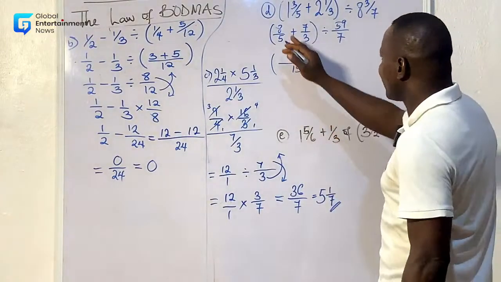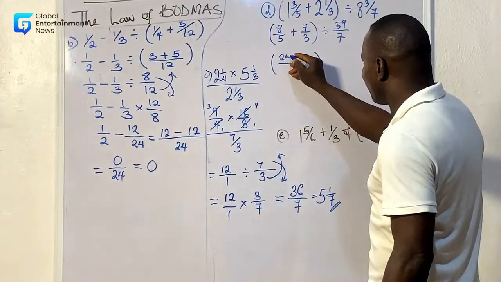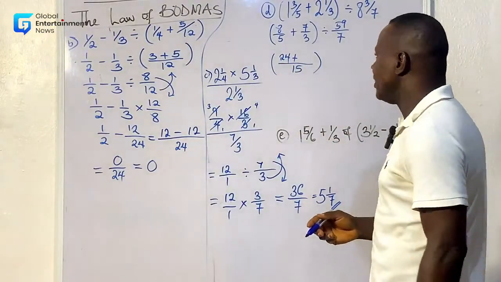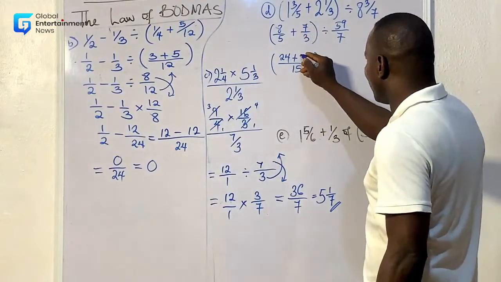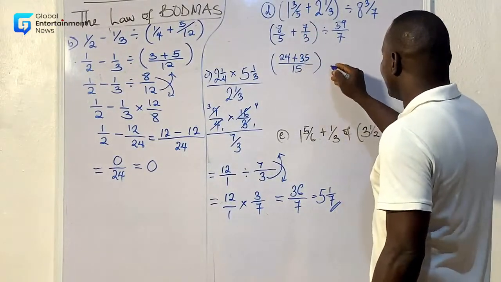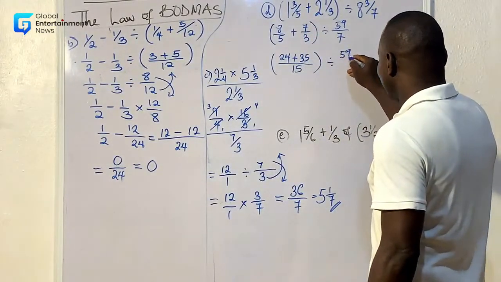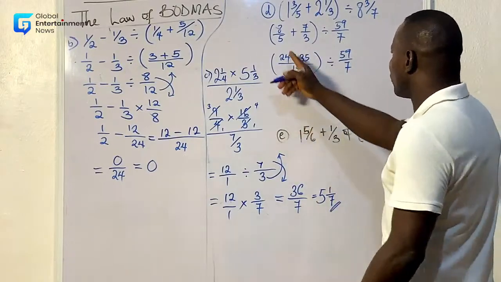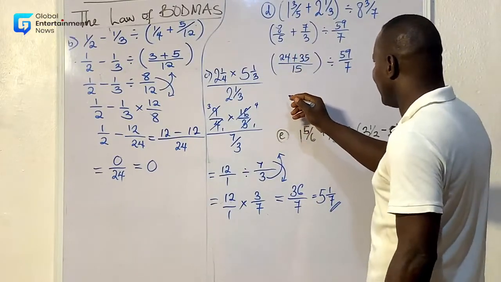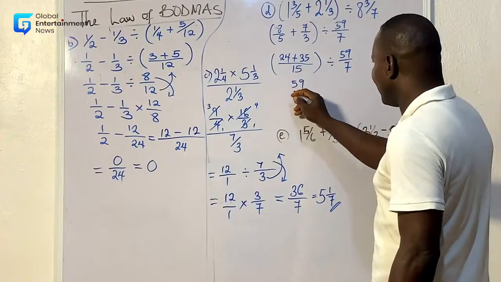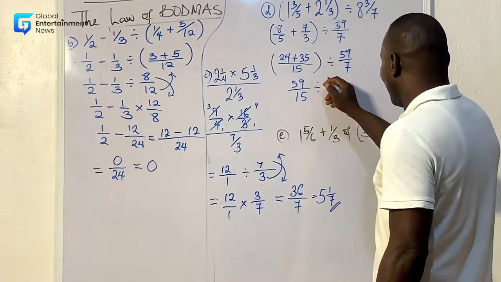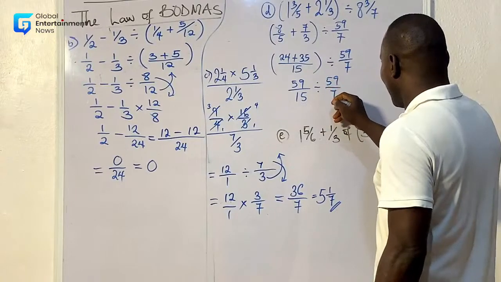How many 5s can we see in 15? 3. 3 times 8 is 24. Plus 3 in 15 is 5. 5 times 7 is 35. Then divided by 59 over 7. So let's add this together. 24 plus 35 is 59 all over 15. Then the bracket closes, divided by 59 over 7.